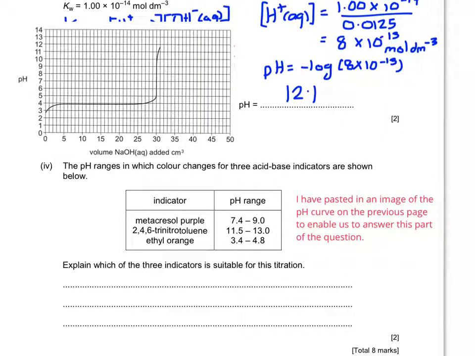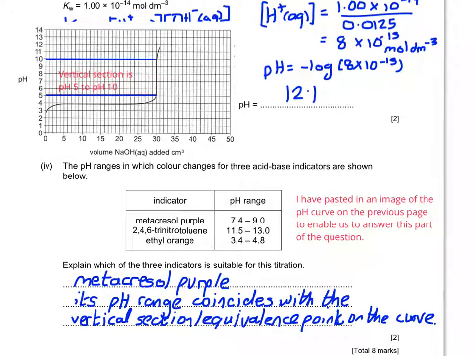So to allow us to do this final part of the question, we need to have a look at the image of the pH curve from the previous page. So we need to decide which of the three indicators is suitable for this titration. So if you look at the vertical section, it's between pH 5 and pH 10. So the only possible one that we can choose is metacresol purple, and that's because its pH range coincides most effectively or closely with the vertical section, the equivalence point on the curve.